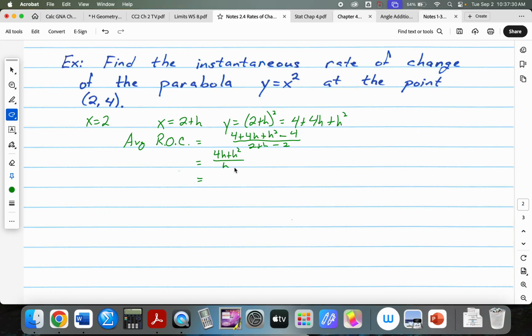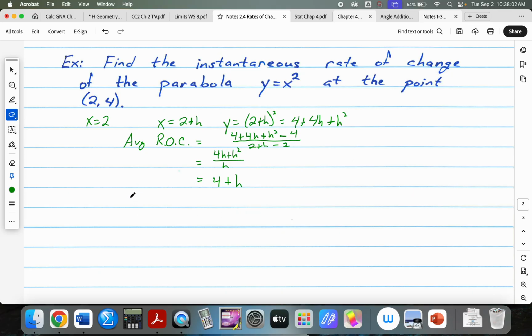And since there's only one term in the denominator, I can just do that as a division problem, right? 4h divided by h is 4, and h squared divided by h is h. That's the average rate of change. And I could use that to find the average rate of change between the point (2, 4) and the point (3, 9), or between the point (2, 4) and the point (5, 25). I could use it for anything.